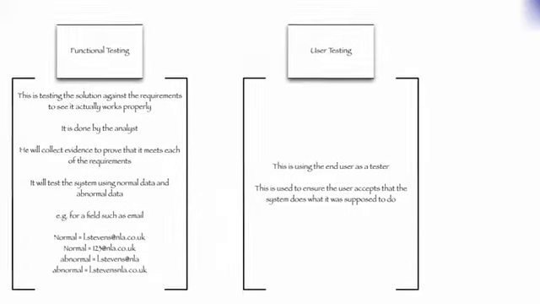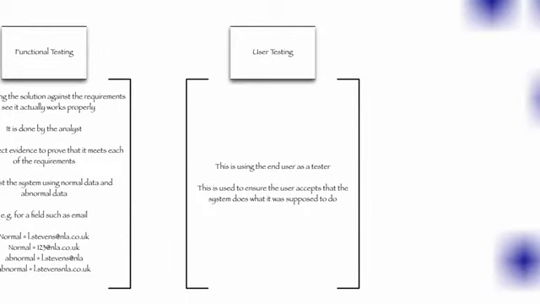So the next type of testing we look at is user testing. Quite simply, this is the end user as a tester. This is used to ensure that the user accepts that the system does what it's supposed to do. A very simple set of testing. The user goes through and uses the new system and checks that it does everything they wanted it to do. Again, if we have any problems, we go back to our requirements phase.